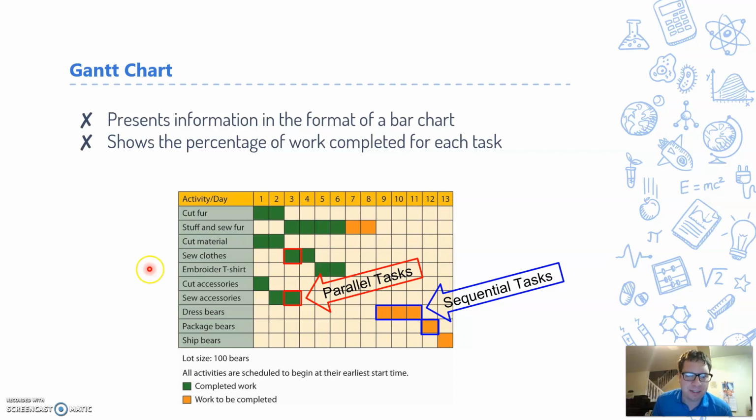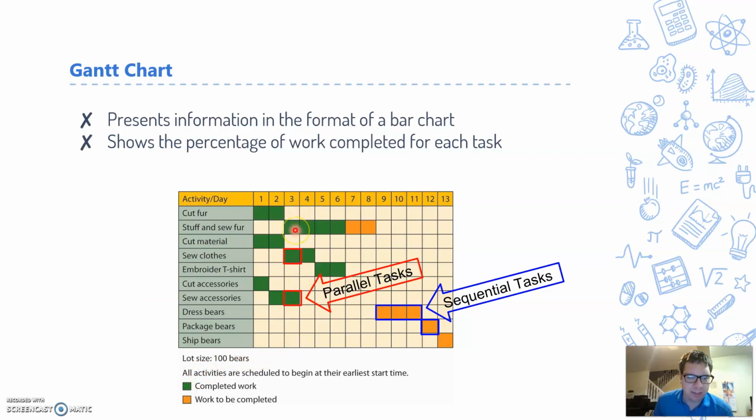So other interesting things about Gantt charts. They're really good at showing what happens on each day. So on day 1, you can see that we are cutting fur, we are cutting material, and we are cutting accessories. By the way, if you didn't pick up on this, we are trying to make teddy bears. That's what this example is.